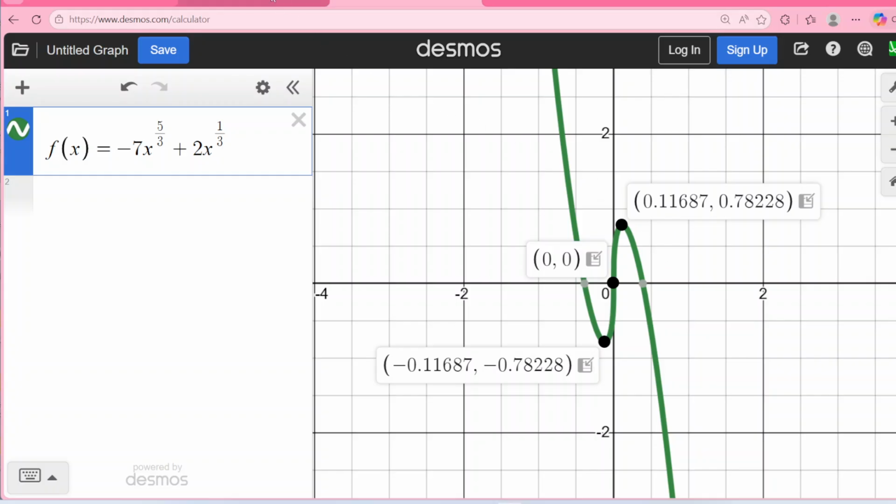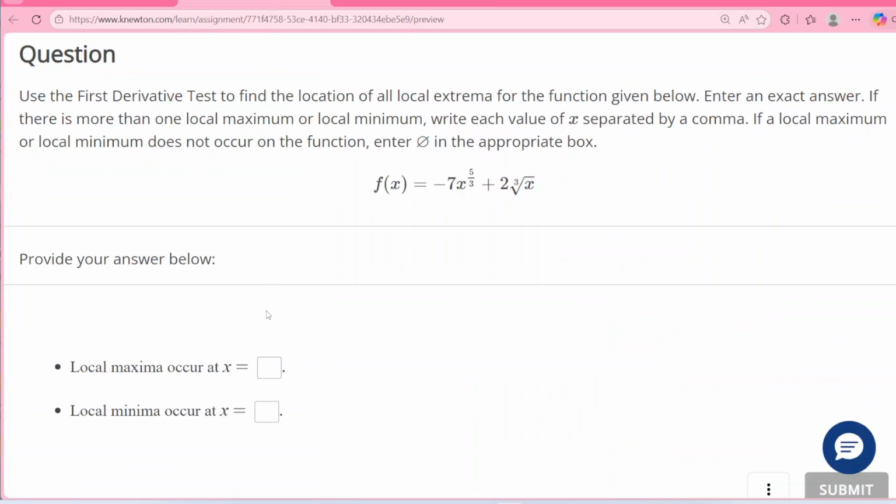So just those two. So back on the problem here again, local maxima occur. There was only one of them, and it occurred at that 2/35 to the 3/4 power.